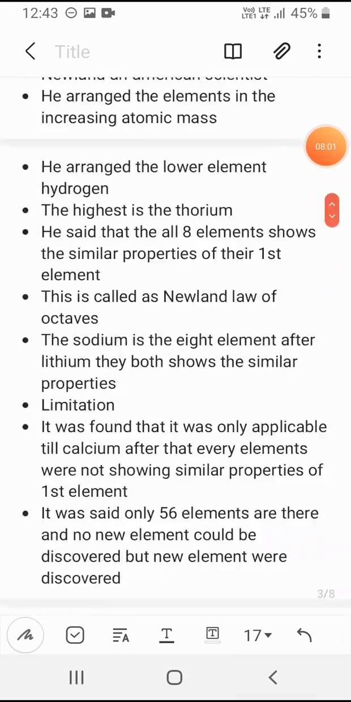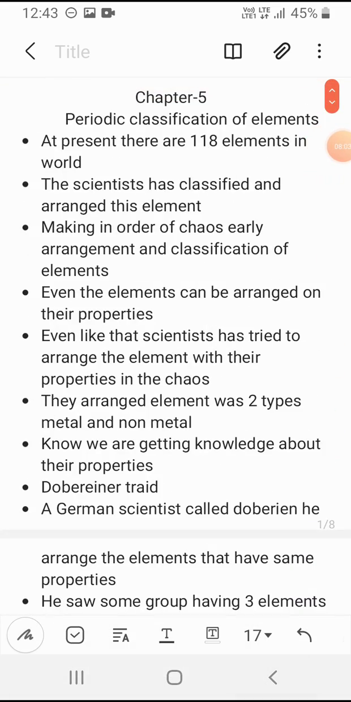This was your chapter, the Periodic Classification of Elements. I explained all the topics of this chapter.